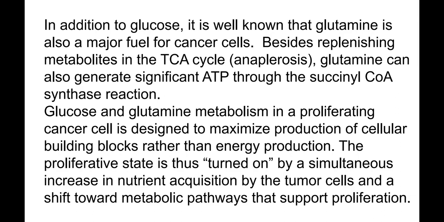Glutamine is an amino acid. Why? Because again, much ATP can be produced this way in the Krebs cycle. Glucose and glutamine metabolism in cancer cells is designed to maximize production of cellular building blocks, carbon blocks, rather than energy production.